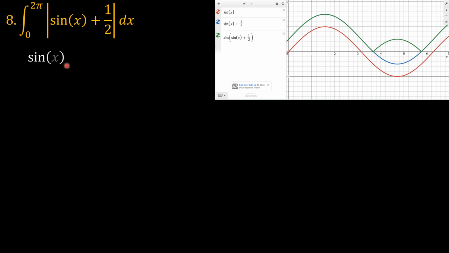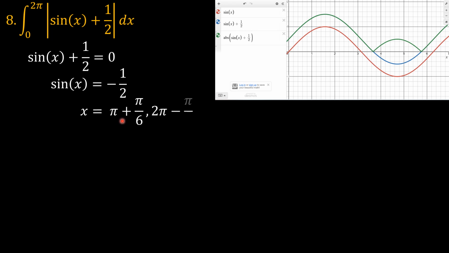So what that means is that we just have to find when sine x plus a half equals 0, and that means at that point sine x is equal to negative a half, and that we know to be when x is equal to pi plus pi over 6 and 2 pi minus pi over 6.